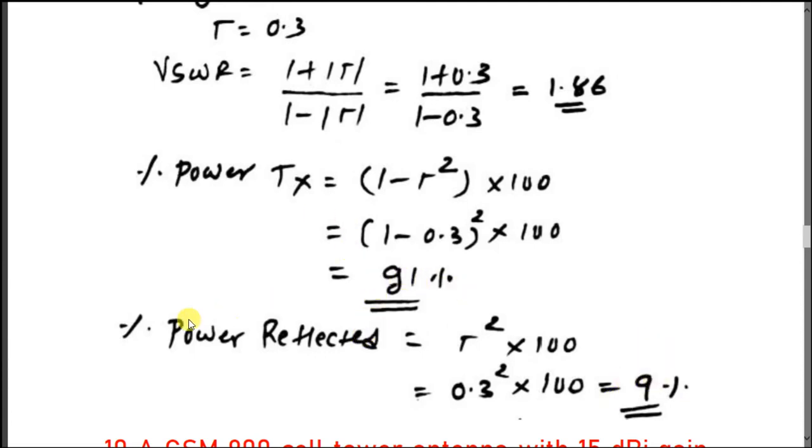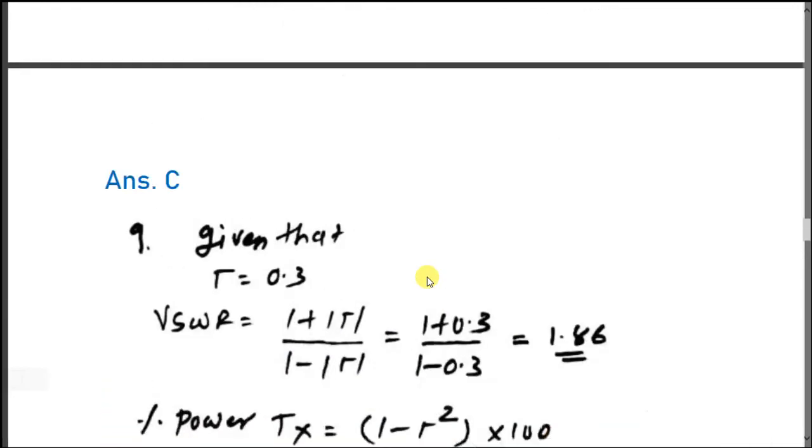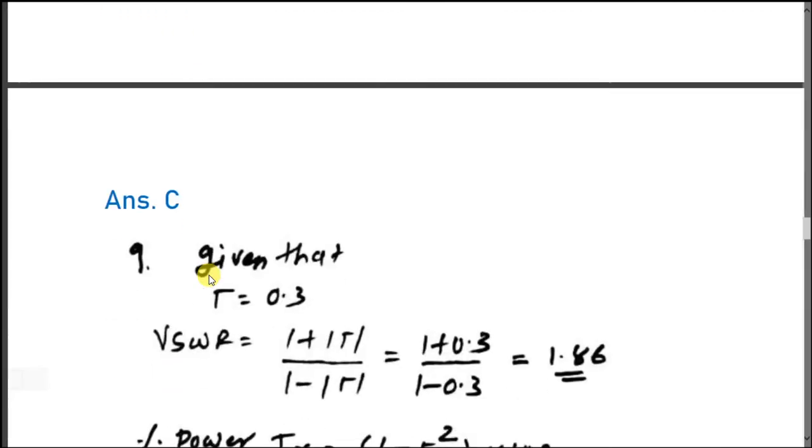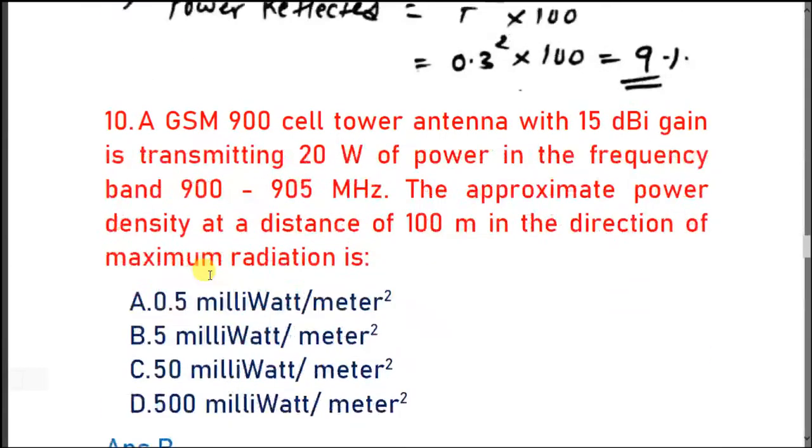Or you can calculate from this equation: power reflected is equal to tau square, and tau is given to you as 0.3. So you will get 9. So the answer is C, 0.9. Power reflected is 9%. So the answer is C.